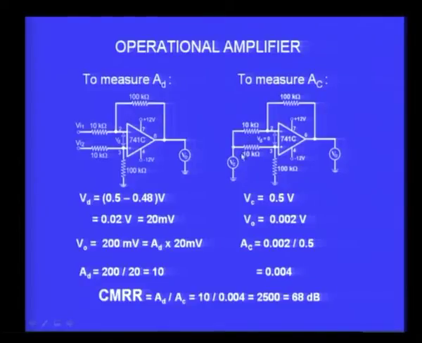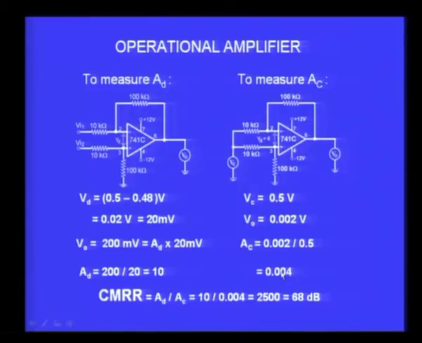In the second case, I have connected the two input terminals and applied 0.5 volts constant. Now what is the output voltage? I measured 0.002 volts or close to that. So what is the gain? Voltage output divided by voltage input, 0.002 divided by 0.5, and that is 0.004. The gain is 0.004. Therefore I have now got AD, which is 10, and AC, which is 0.004.